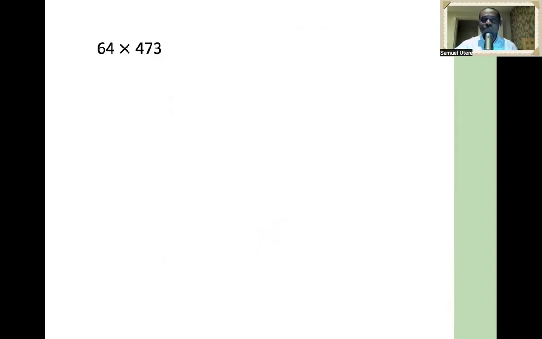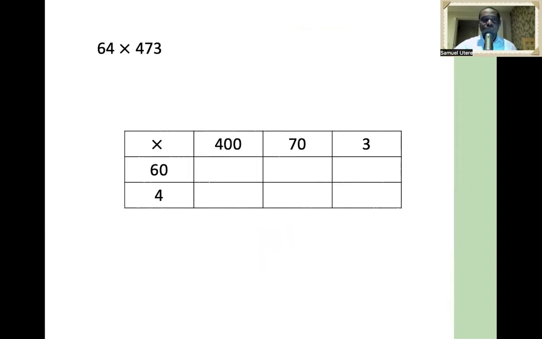We could do this calculation using our grid method. So this number, we split them up, partition them into their different values. So here we have 60 and 4, and the other one is 400, 70 and 3. See whether you can do this calculation before we review it.